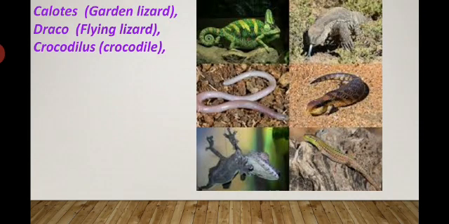Okay. Next we move to see some more examples in the reptile group of organisms. Calotes, the garden lizard, and Draco, the flying lizard. This is a flying lizard, and crocodiles.